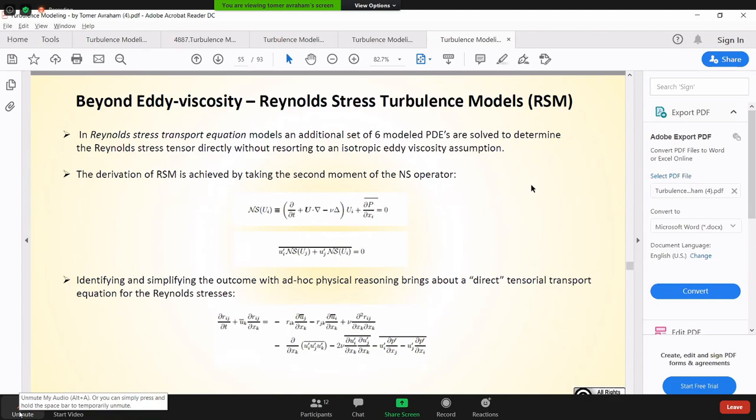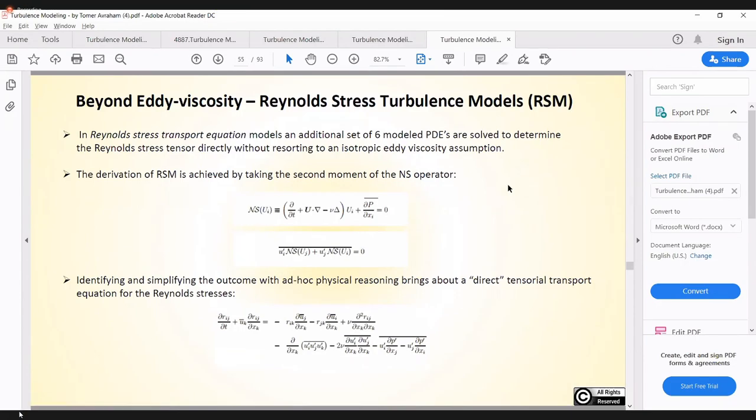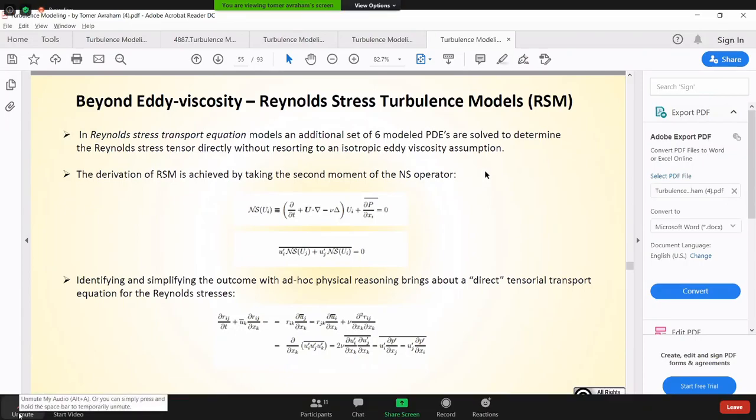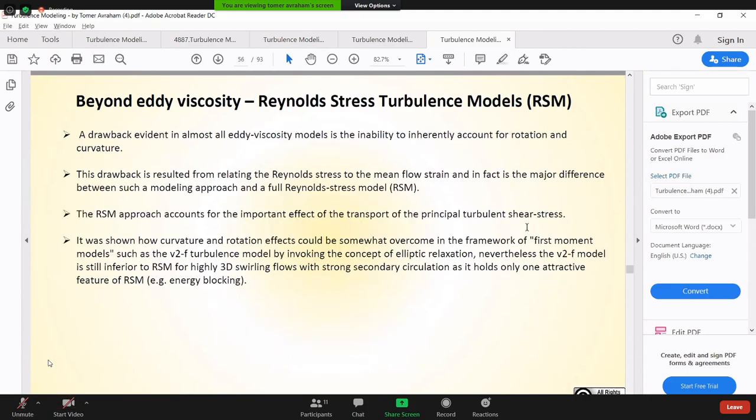And so ANSYS added the explicit algebraic Reynolds stress model, which is also not a new invention. It's something which has been around for more than 15 years. Somehow it got now to the list of models, and you can call it somewhat of a non-linear Boussinesq hypothesis.